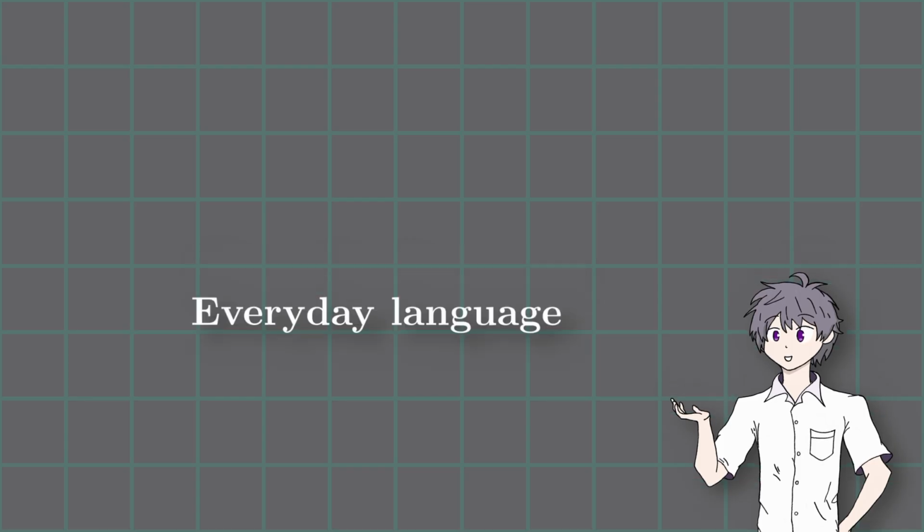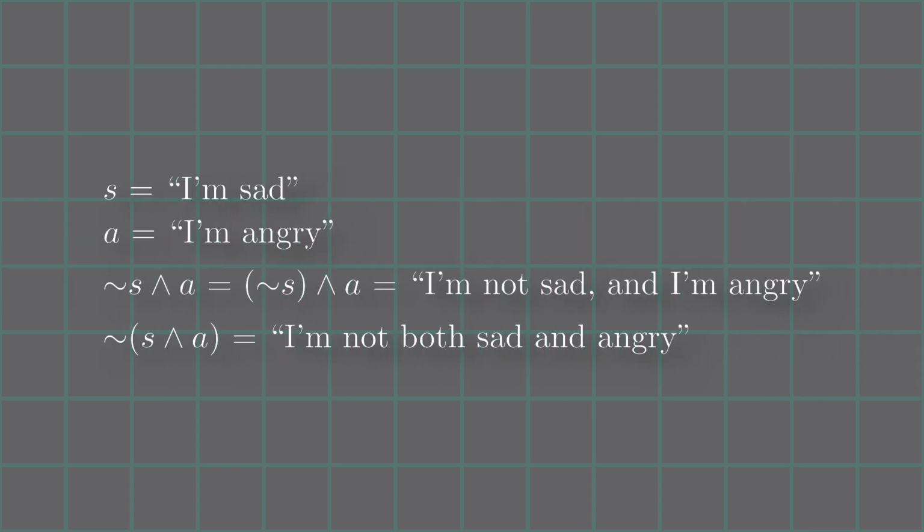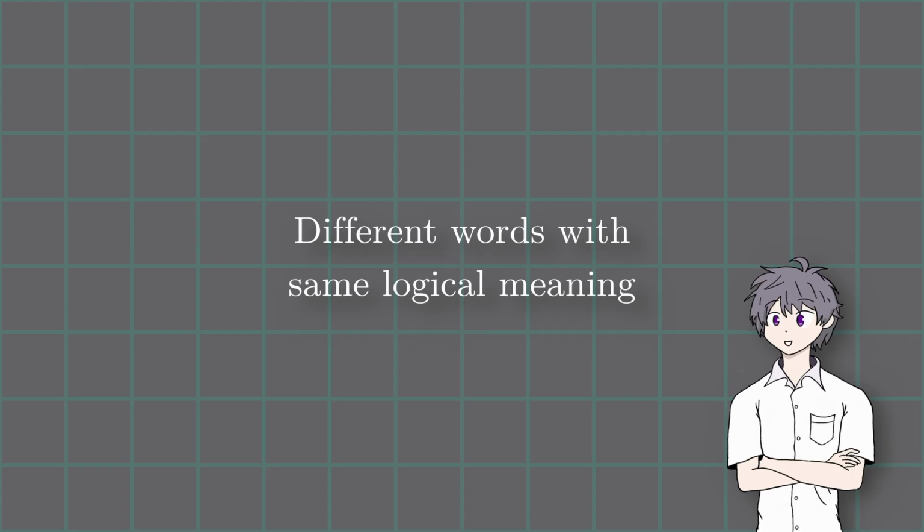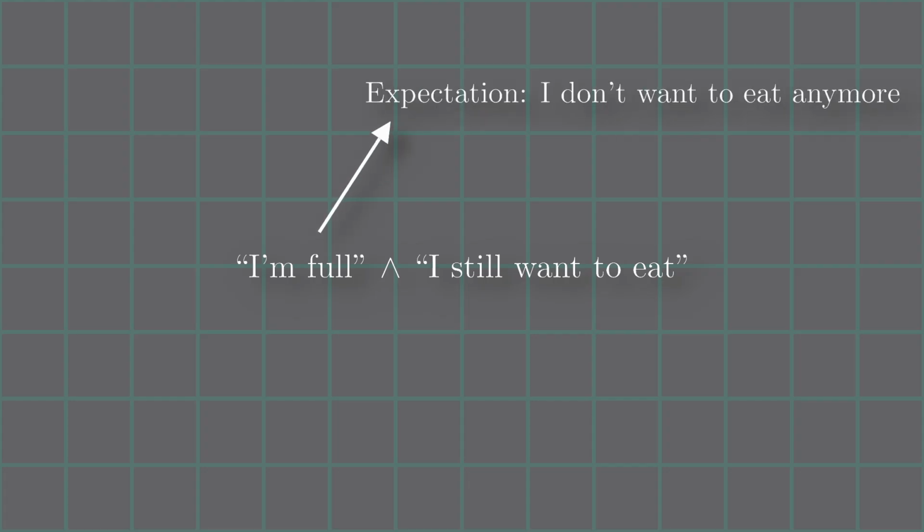For example, when we say I'm not sad and angry, do we mean I'm not sad and I'm angry, or I'm not sad and I'm not angry? If we use compound statements instead, we get rid of any ambiguity. Another source of imprecision is that different words in everyday language can have the same logical meaning. For example, besides and, but can also be used for conjunction since it connects two separate statements together. The distinction between and but in everyday language is that but connects two statements that we don't expect to be connected. But in math, we're not really concerned about what we expect.